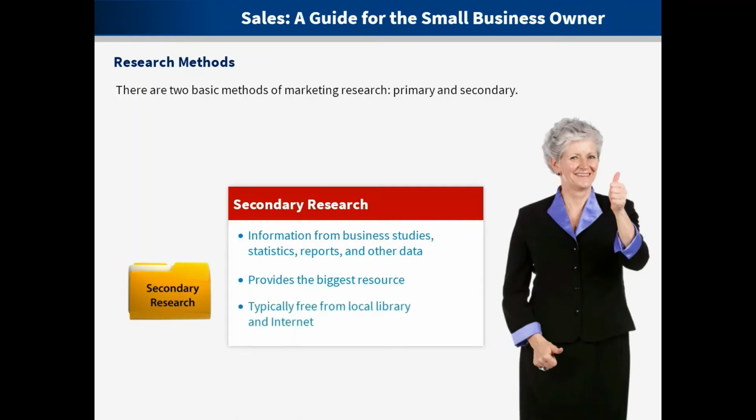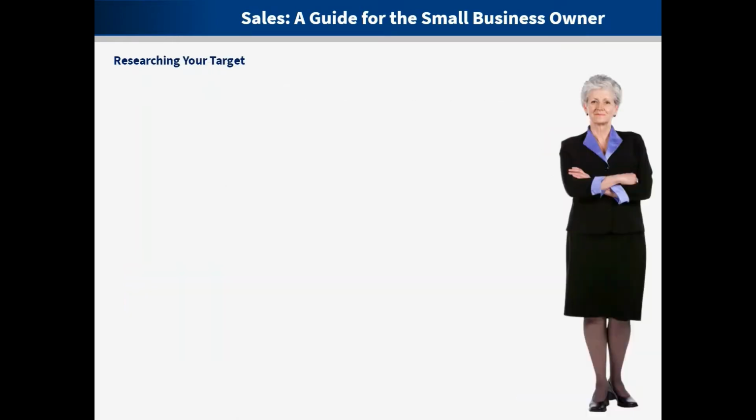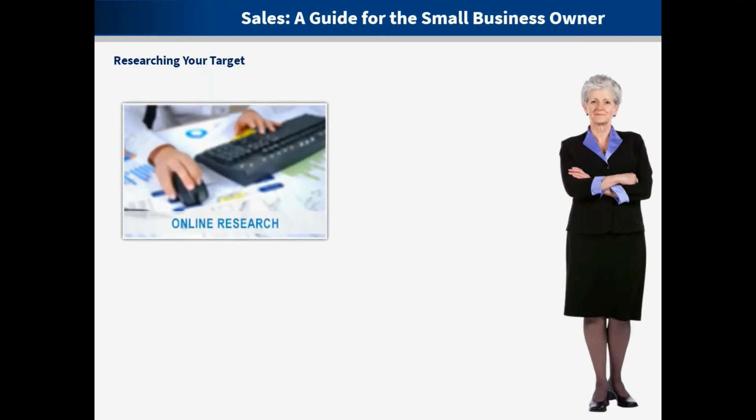Your local library and the Internet will provide a wealth of data on related trade associations and organizations, local population demographics, and other critical information. There are many avenues of research available to you through the Internet. Online search engines can be used to identify market trends, regional and local competitors, and available marketing avenues.